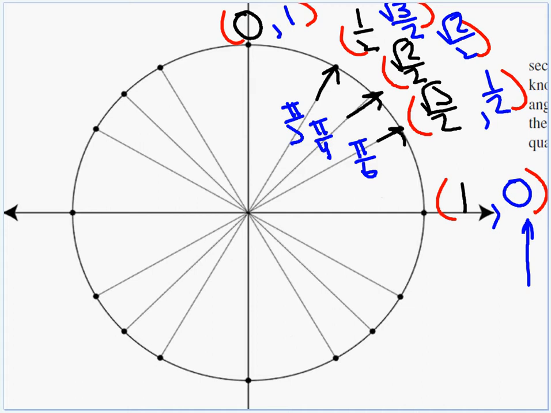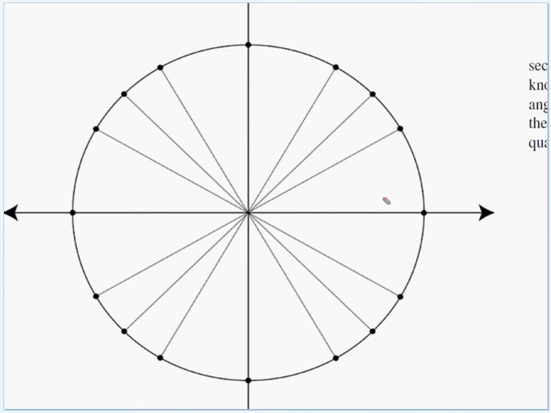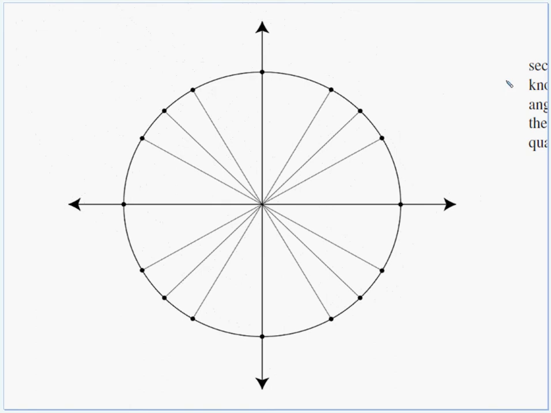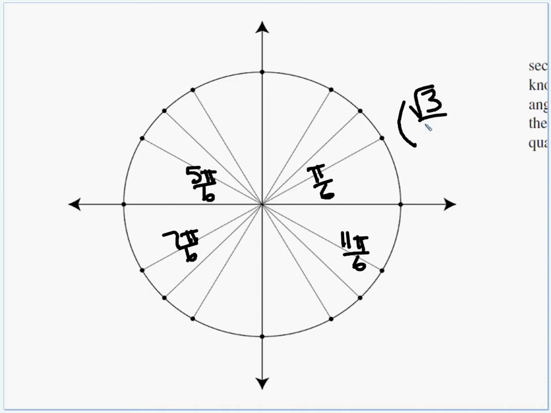Okay, and let me do it like this. I'm going to have to make this just a little bit smaller. So here is pi over 6, and let's do 5 pi over 6, 7 pi over 6, and 11 pi over 6. These all have the same reference angle of pi over 6. This point again here was root 3 over 2 comma 1/2. All the rest of these will have the same point.